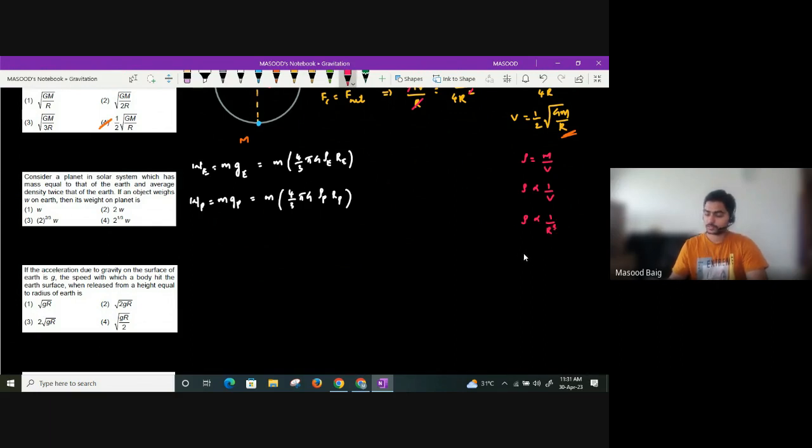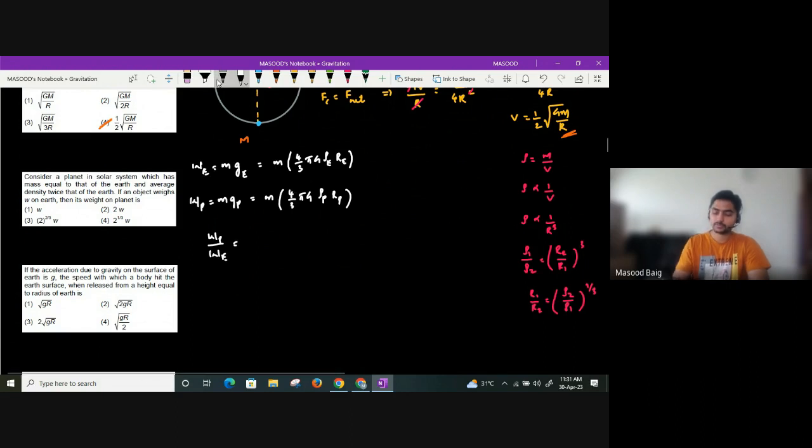So what is rho 1 divided by rho 2 now? It will be r2 divided by r1 whole cube. Yes or no, all of you? So what will be r1 divided by r2, beta? I can write it as rho 2 divided by rho 1 whole power 1 by 3. So they are asking us to find weight on the planet. So weight on the planet divided by weight on the earth, if I do.